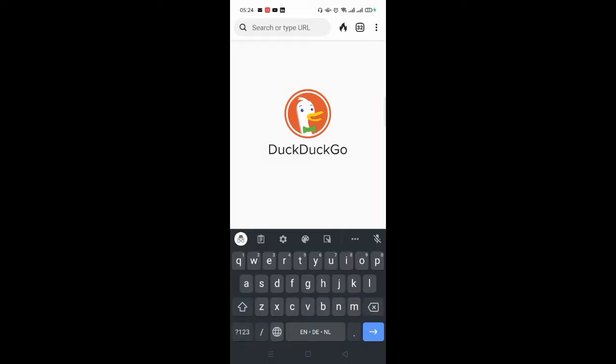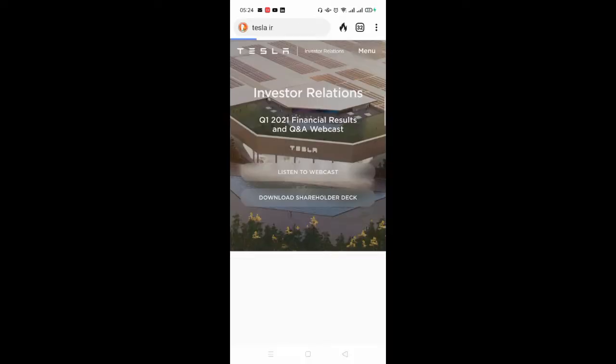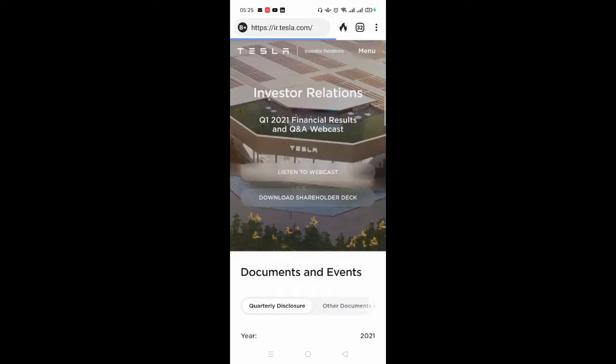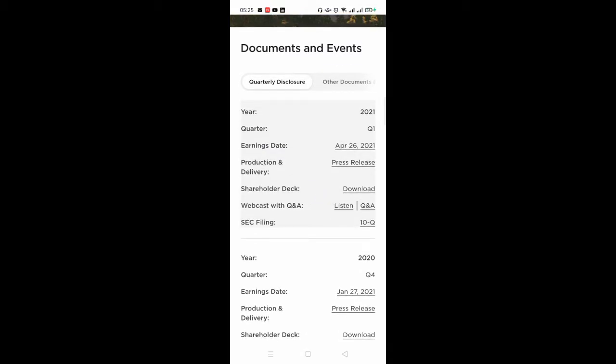Chrome, Firefox, whatever, I use DuckDuckGo, and you type your stock share, the name of the company, then you type IR after that, which stands for investor relations. That directs you straight to the investor relations website, and it usually pops up first. You click on the link where it says IR, then you search for something called the 10-Q filing. Here you click on download the report.